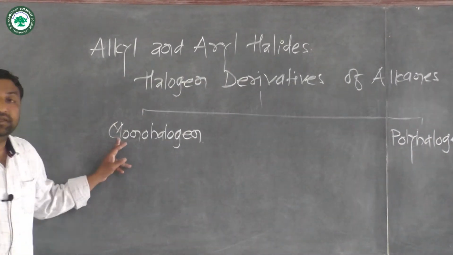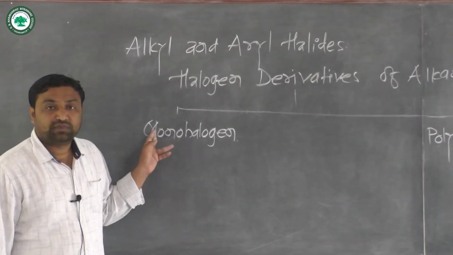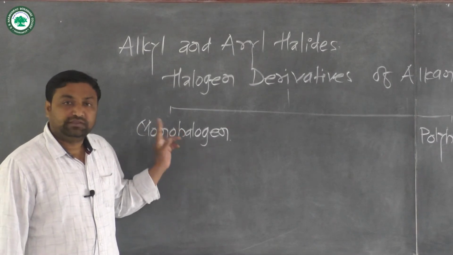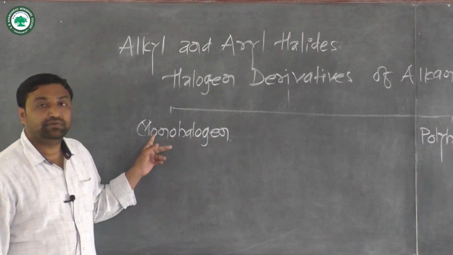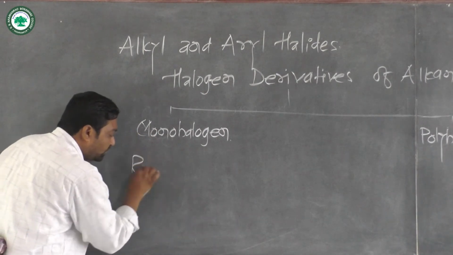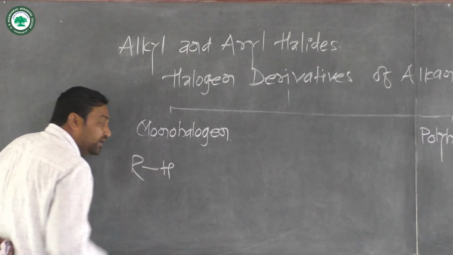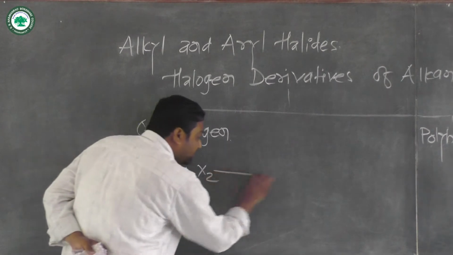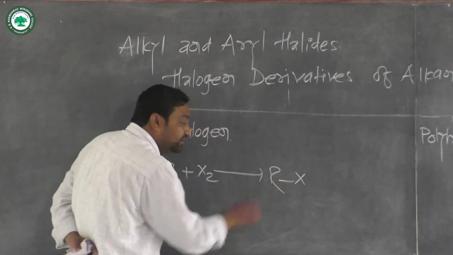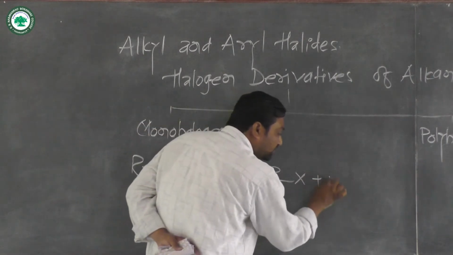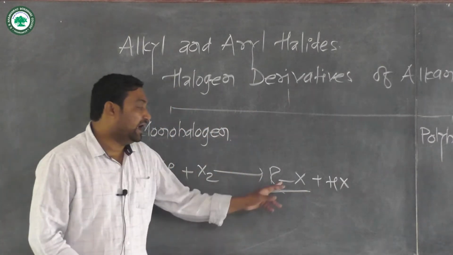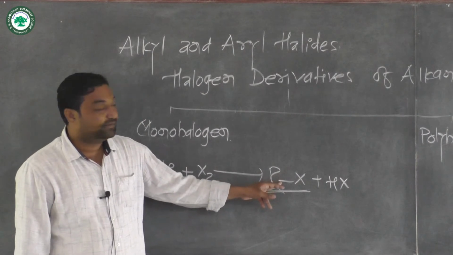Now, if we replace one hydrogen atom from an alkane by one halogen atom, then that is called a monohalogen derivative of alkane. One hydrogen atom of the alkane is replaced by the same number of halogen atoms to give this alkyl halide as a product, which is nothing but a monohalogen derivative of alkane and is also called an alkyl halide.